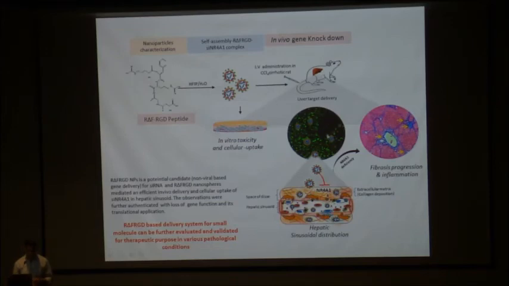Once they reach the sinusoids, they are picked up by the hepatic stellate cells, and they down-regulate the NR4A1 gene, and deficiency of the NR4A1 gene is linked to fibrosis progression. In the previous study, we already showed that fenretinide can be used to overexpress NR4A1. So here we are now going to check whether fenretinide can be effective through the NR4A1 pathway or not. This RGD peptide delivery system, which we developed for a small molecule, can be further evaluated and validated for therapeutic purposes in various pathological conditions.